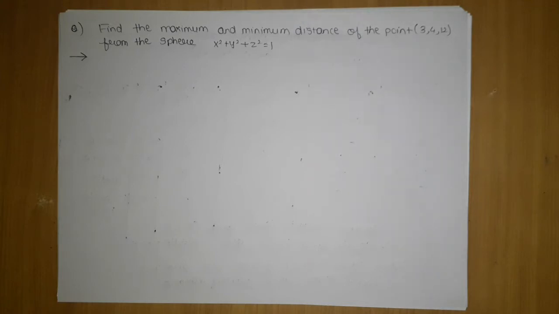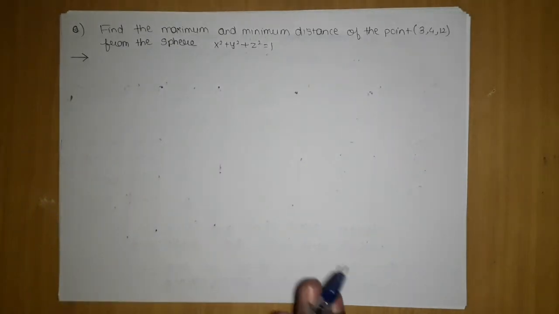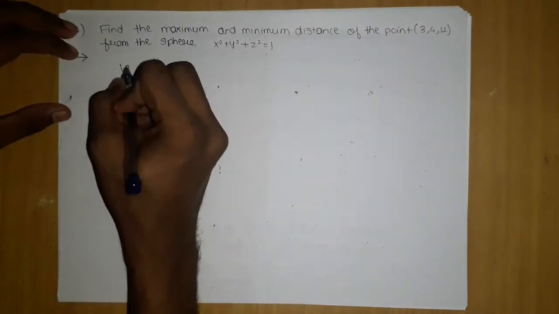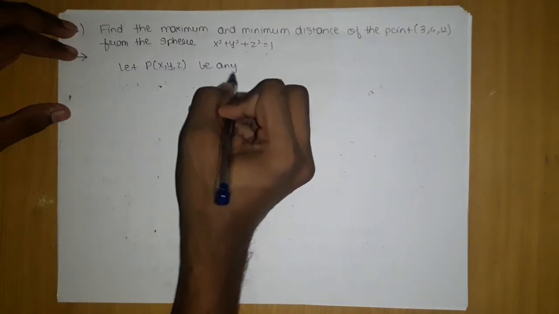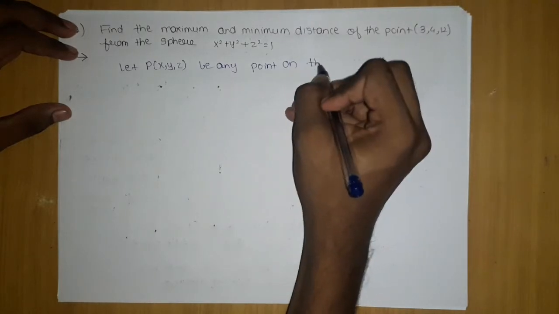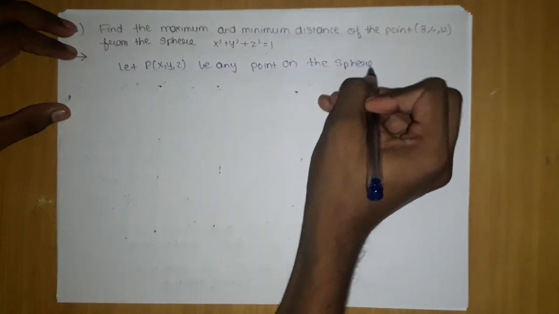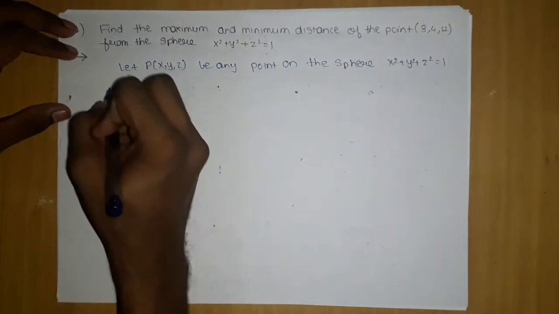Now we have to consider some point x, y, z on the sphere. Take the distance from 3, 4, 12 to x, y, z, and then minimize it or maximize it. So that is our job. So this thing is for sure by implicit function property, it is our phi. So what we are going to do, let P(x, y, z) be any point on the sphere. What is a sphere? x square plus y square plus z square equals to 1.